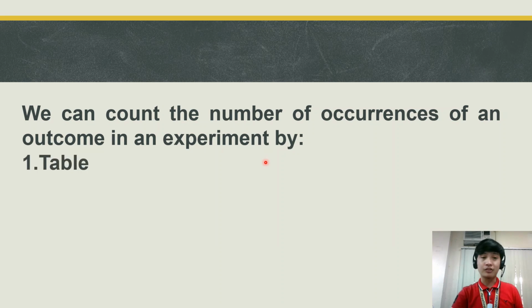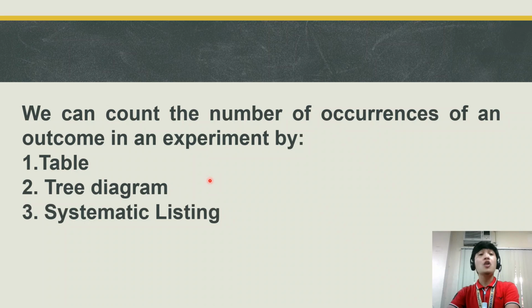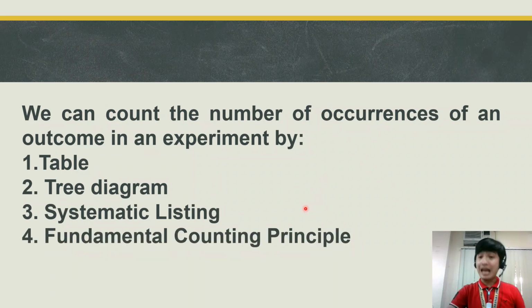So meron tayong 4 na method. So we have through a table, we have through a tree diagram, we have through systematic listing, and the last one is through fundamental counting principle. Ngayon, sa 4 na ito, yung table, tree diagram, systematic listing, perfect siyang method. Kahit ano po dyan, itong tatlong ito ay perfect method for us to know kung ano-ano yung mga specific possible outcomes pagka pinerform natin ang experiment. Ipapakita sa iyo yan ng 4 na to. Na kapag pinerform mo ito may experiment, ito lahat ang mga posibleng mangyari.